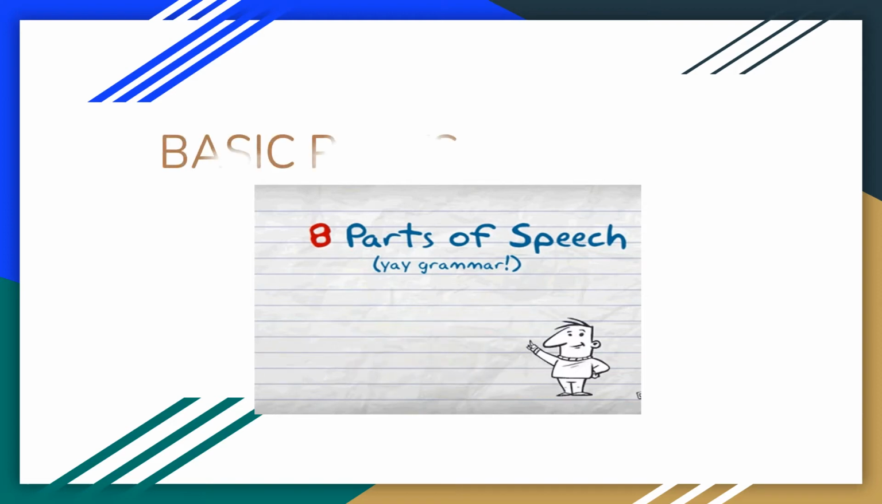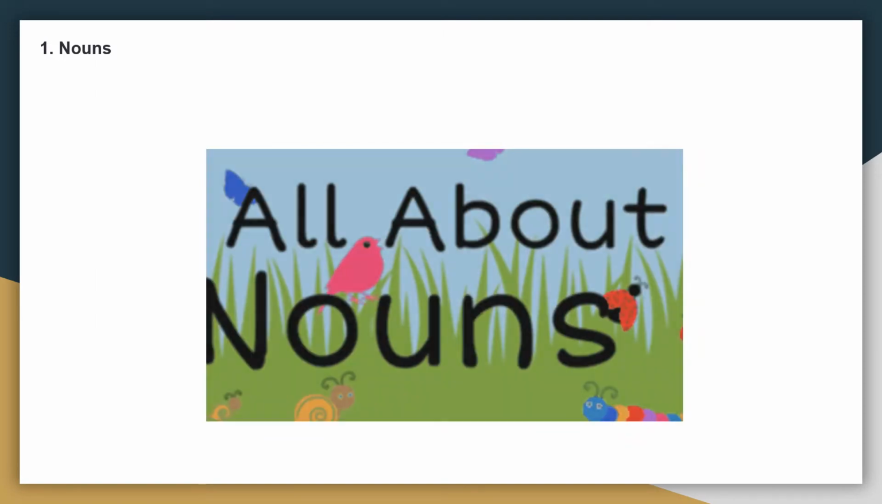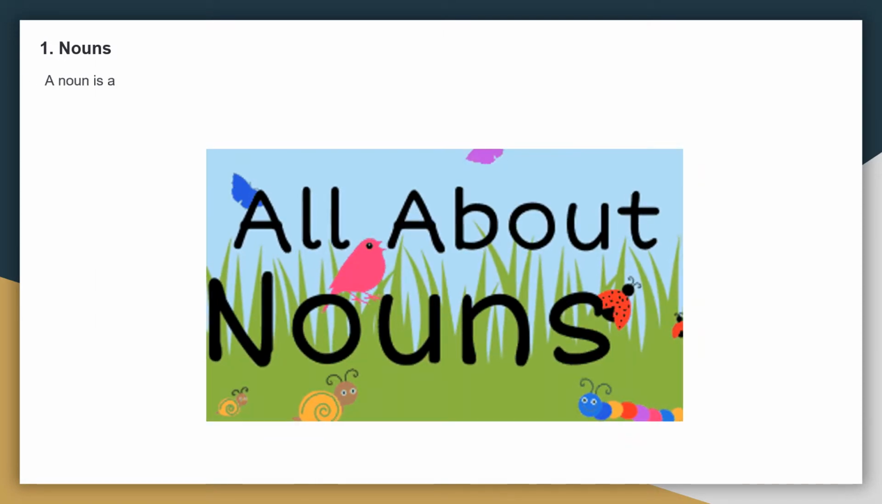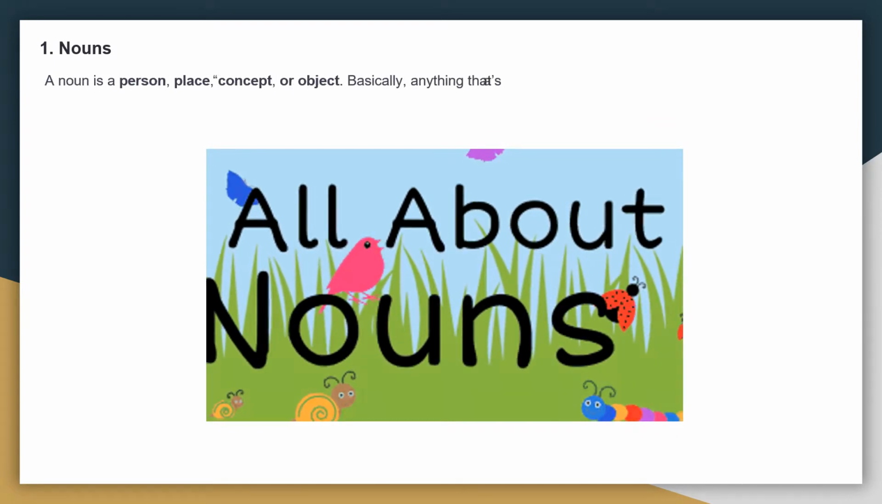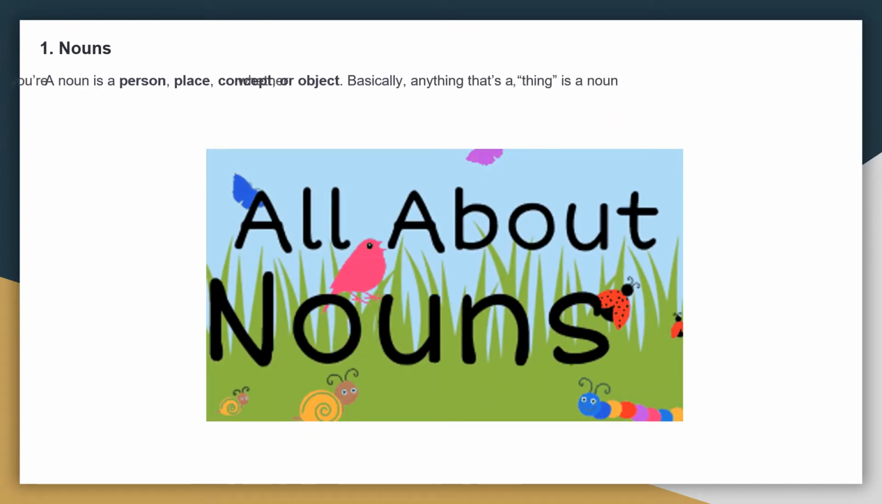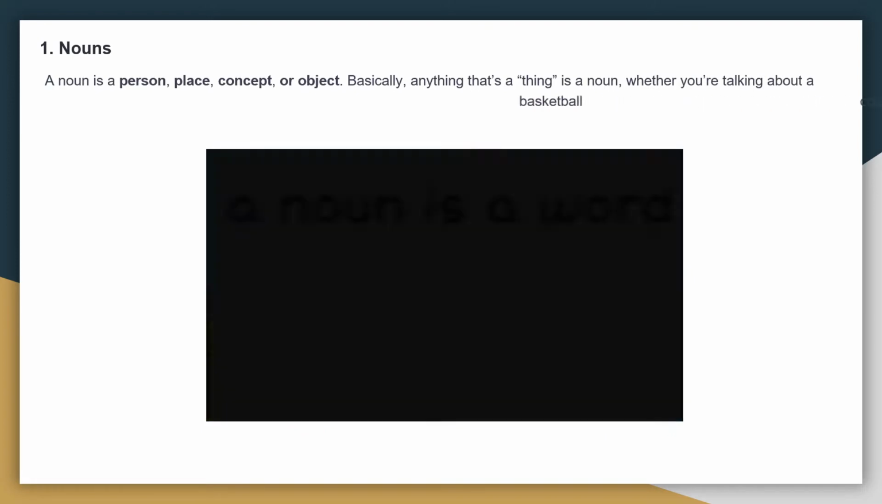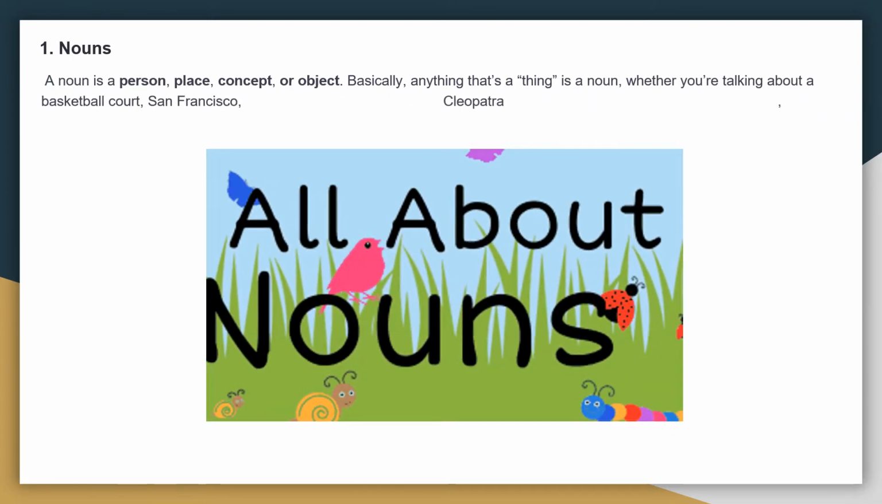Topic of presentation: Basic parts of speech. Nouns. A noun is a person, place, concept, or object. Basically, anything that's a thing is a noun, whether you're talking about a basketball court, San Francisco, Cliporta, or self preservation.